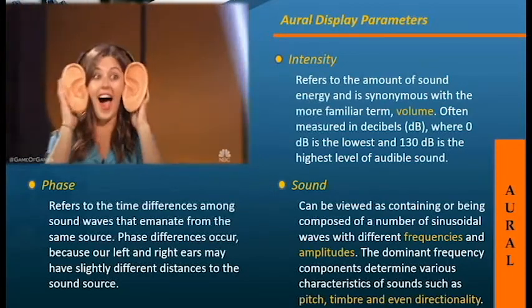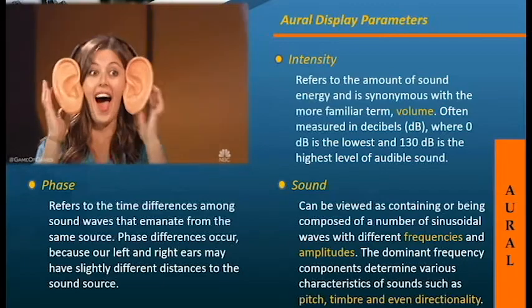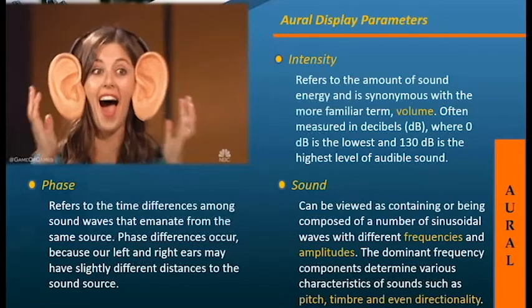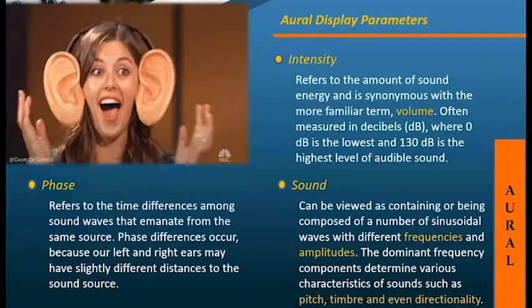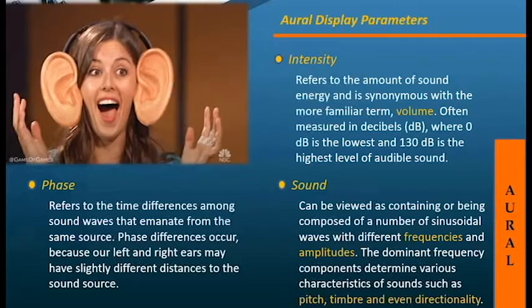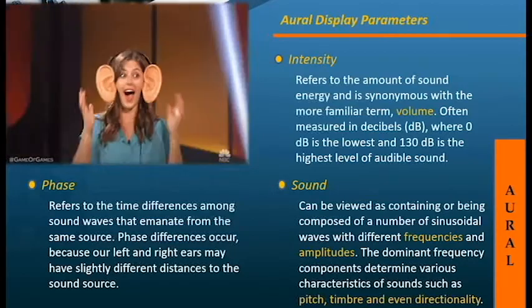For example, when you listen to sounds, it may have a different phase because of the distance of your left and right ears. So your hearing is slightly different because of the sound source. So those are the parameters of oral display: the intensity, sound, and the phase.